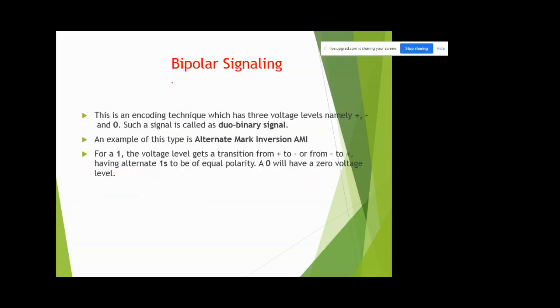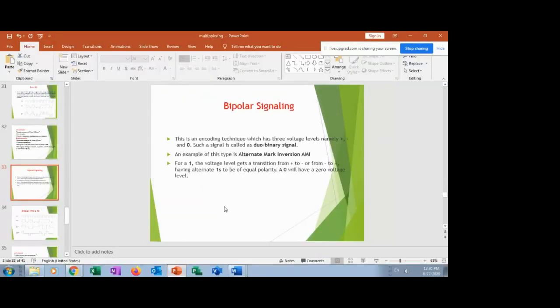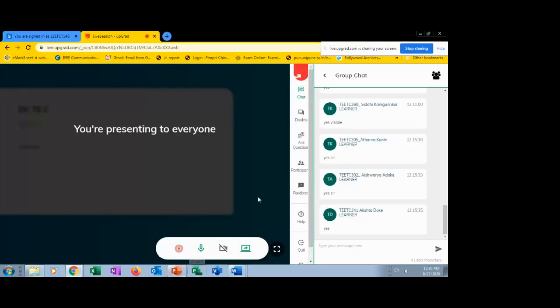Now the next step is bipolar signaling. I hope it is clear. Is it okay? These are very simple signaling data formats. Just you have to understand the nomenclature that we are going to use here.